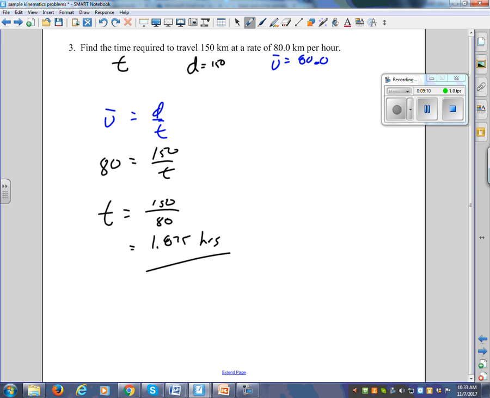Now, here's an interesting little aside. If it's in hours, if I had to convert it to minutes, how would I do that? Divide by 60? Like, I gotta take 1.8 and divide by 60? Times by 60. Remember, there's 60 minutes in an hour, right? So 1.875 times 60, or 112.5 minutes.